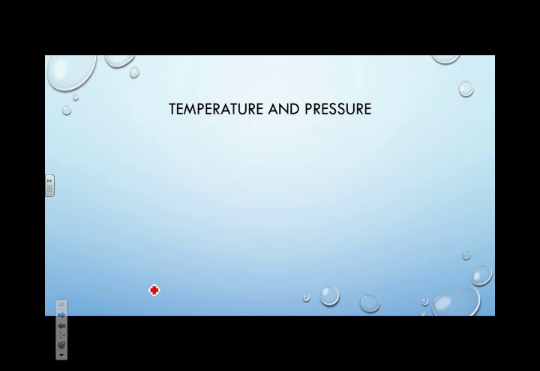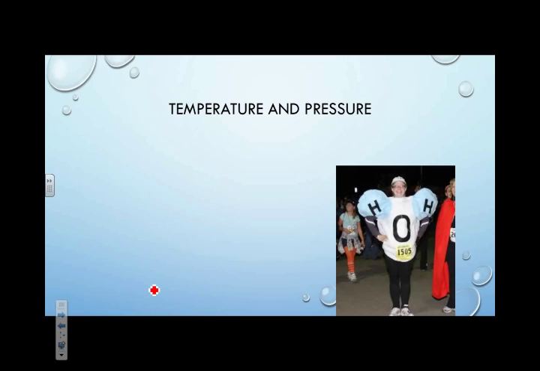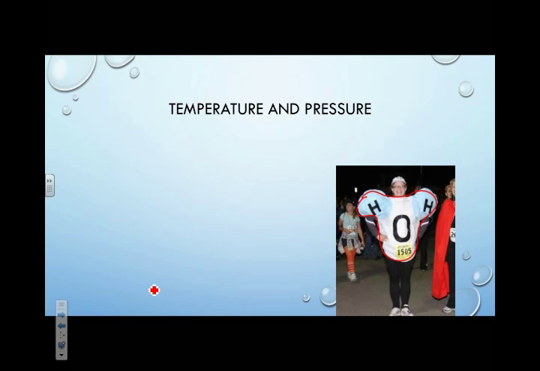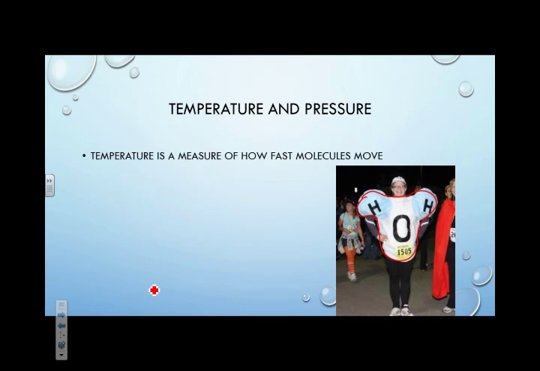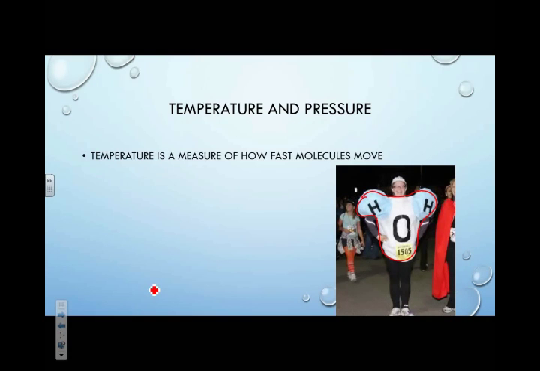So let's talk about temperature and pressure. And what we want to think about is, here we have this person who is wearing a costume, and they're wearing a water molecule costume. And so we can think about them as a molecule that's running. So it's a molecule that's in motion. And temperature is a measure of how fast molecules move.